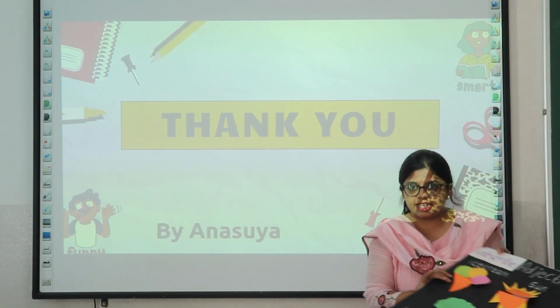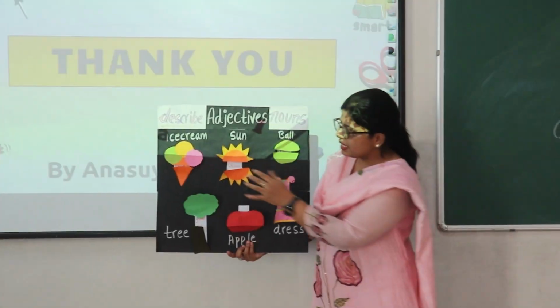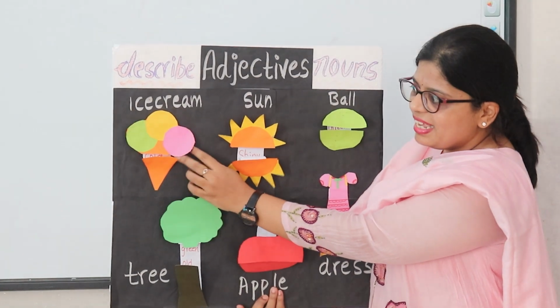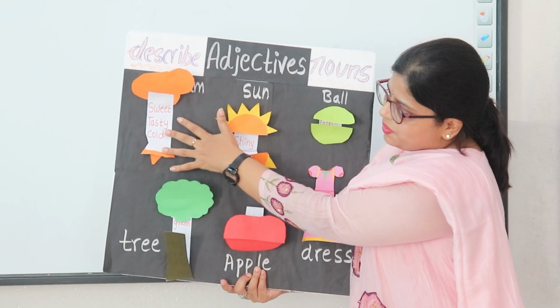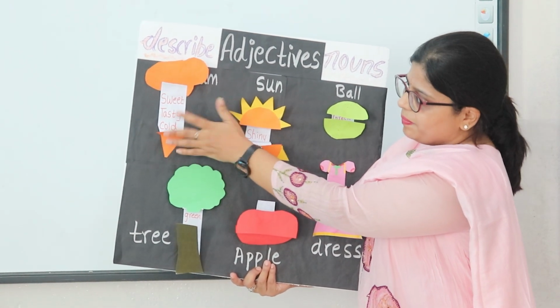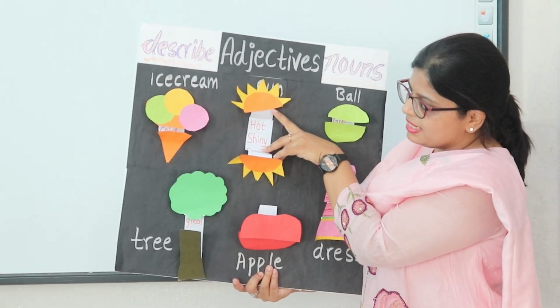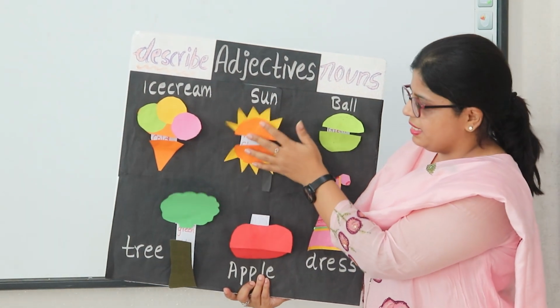Before we go into detail about adjectives, let's see a few more examples. This is an ice cream. Ice cream is a noun. How is the ice cream? It is sweet, tasty and cold. How about the sun? Let's describe the sun. Sun is a noun. It's hot, it's shiny and bright.